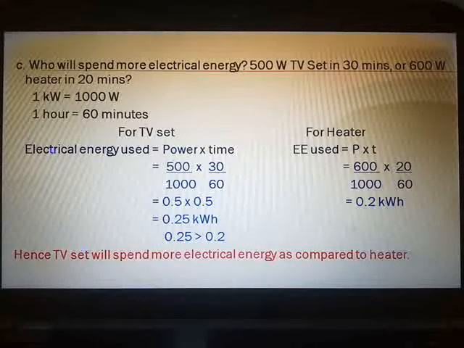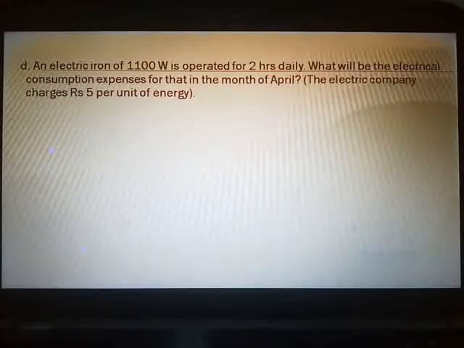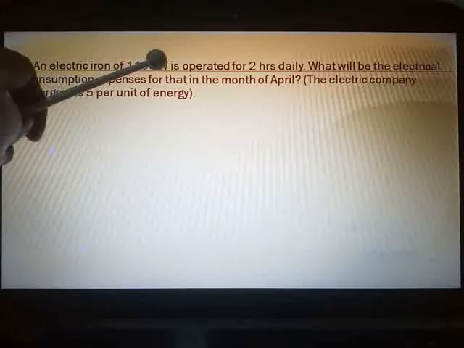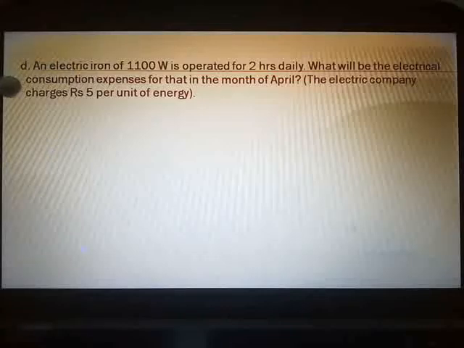Now we move towards the last numerical example for this chapter. An electric iron of 1100 watts is operated for 2 hours daily. What will be the electrical consumption expenses? Cost is asked. For that, in the month of April, and the electric company charges ₹5 per unit of energy. See, our device is there, that is iron. Power is 1100 watt, and that iron is used for 2 hours daily in the month of April.